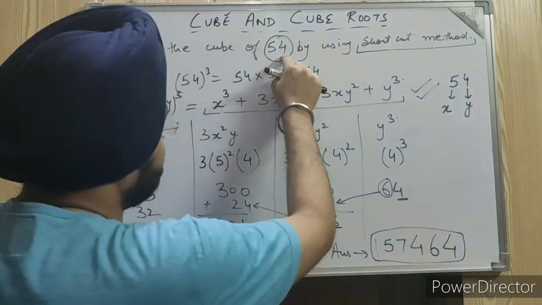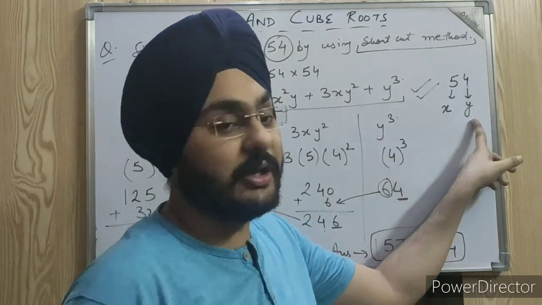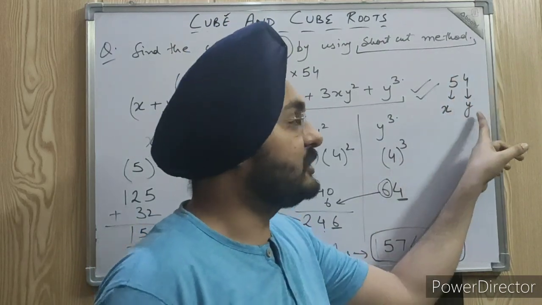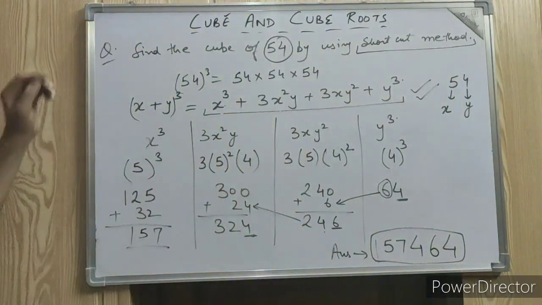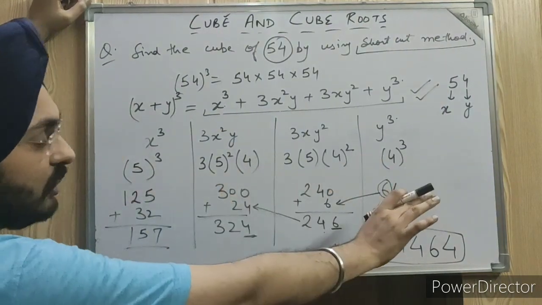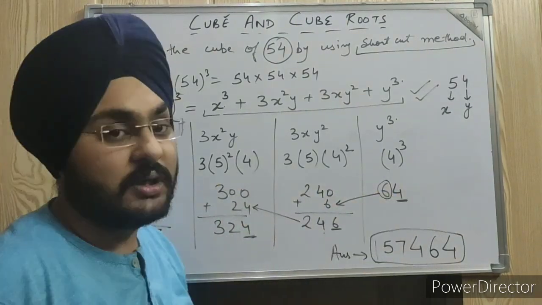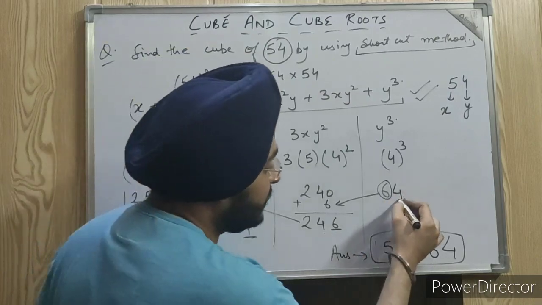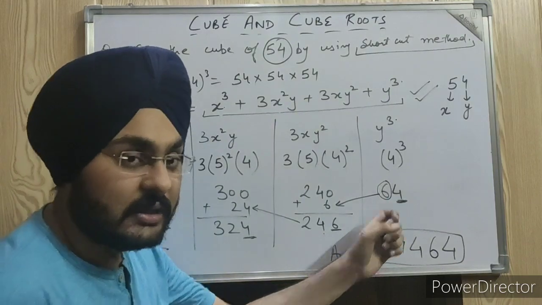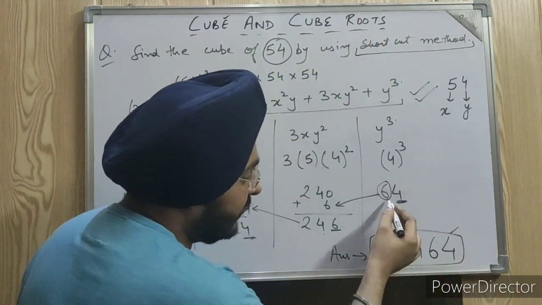Now see the number 54. The first digit will be your x and the second digit will be your y. Basically the number at the tens place will be x and the units place will be y here. So now coming here, x is 5 cube. On solving all these things, I will be left with 125, 300, 240 and 64. Just see the units place of all the digits, starting from the right side. 4, I have written this 4 here. We are left with 6.